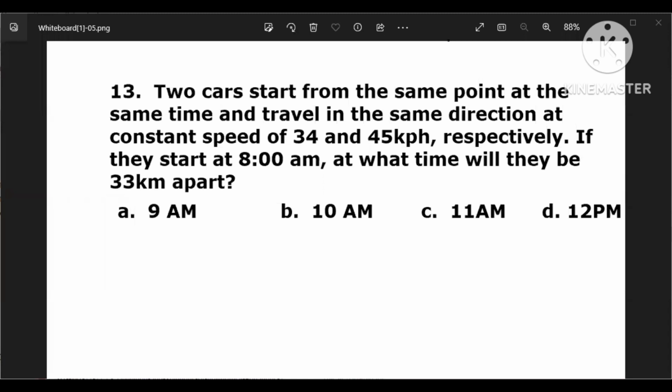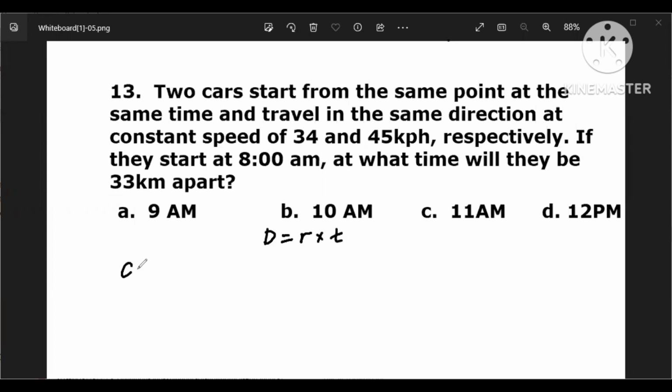Problem 13. Two cars start from the same point at the same time and travel in the same direction at constant speeds of 34 and 45 kilometers per hour, respectively. If they start at 8 a.m., at what time will they be 33 kilometers apart? So this is a very common motion problem, no? At ang formula ginagamit natin ay D is equal to R times T, or D equals rate times time.